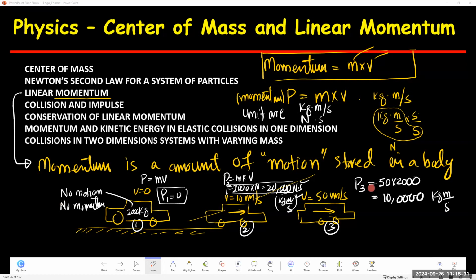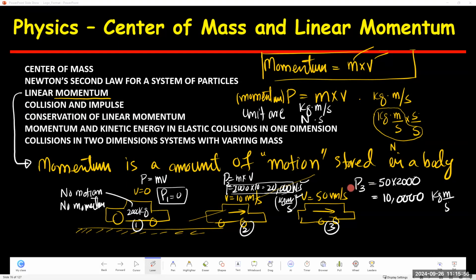Let's move on from this point. Momentum is already stored in the body. Let's suppose the car is moving, momentum is already stored in this body. You can only use the thing which is being stored. So I can use this momentum for its purpose. So let's move on to the other topic called collision and impulse. Okay, it is very relevant to the continuation.